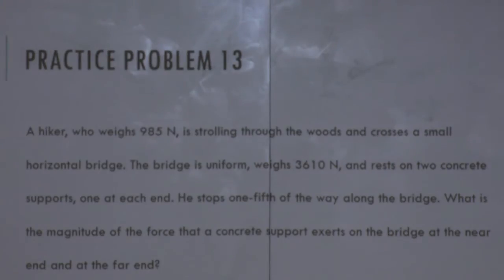All right, here's some practice problems. We have a hiker who weighs 985 newtons, strolling through the woods and crossing a small horizontal bridge. The bridge, which is uniform, weighs 3,610 newtons and rests on 2 concrete supports, one on each end. He stops 1/5 of the way along the bridge. What is the magnitude of the force that a concrete support exerts on the bridge at the near end and the far end?